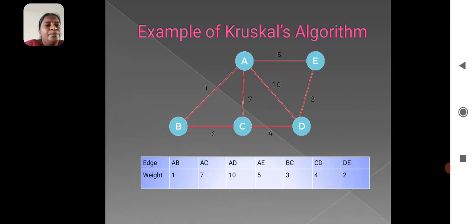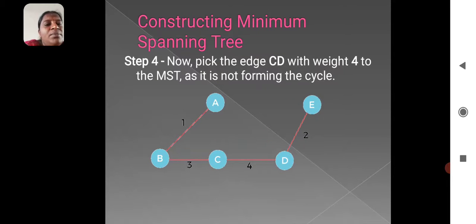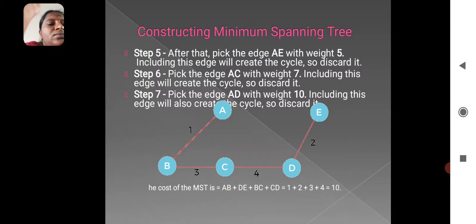Next minimum is 4, so we are connecting C and D. Since it is the next minimum weight, we are going to connect C and D here. So now all the vertices are connected, and there are no multiple components here. So we are going to add all the weights.